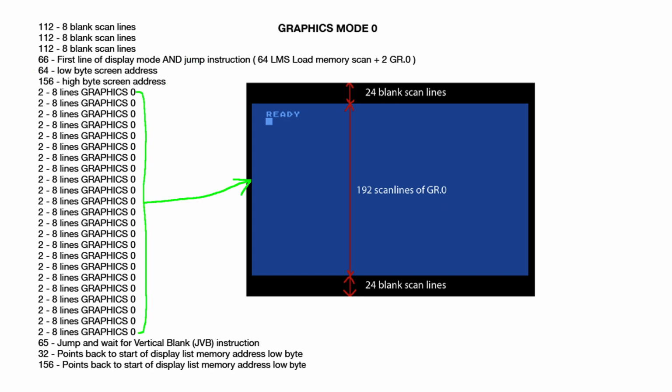Now the subsequent lines containing the number 2 represent the remaining scan lines that are needed to make up the Graphics Mode 0 text 24 lines.